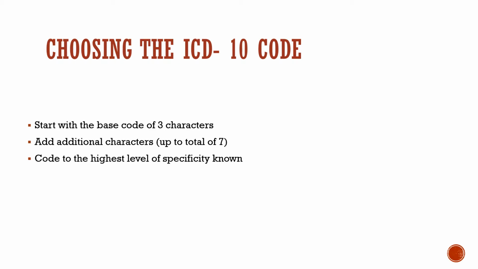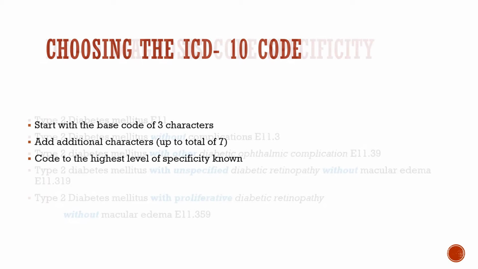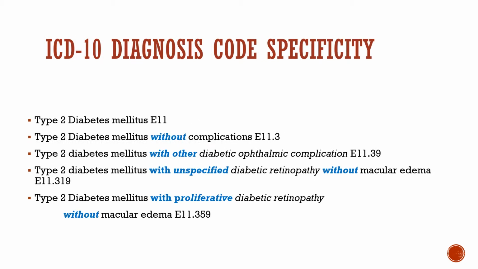ICD-10 codes have a structure. They're all going to have a base of 3 characters, letters and numbers. There can be the addition of up to 7 additional characters of letters and numbers for further defining a higher level of specificity for the diagnosis that you have assigned. And here's an example of that.